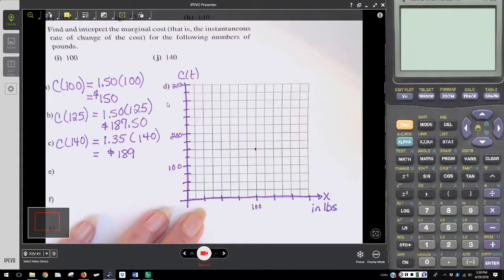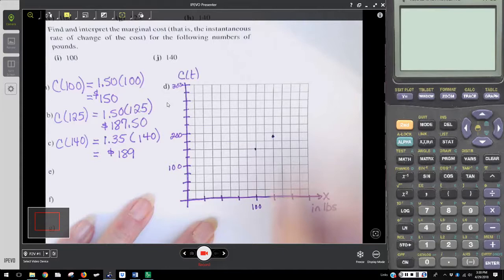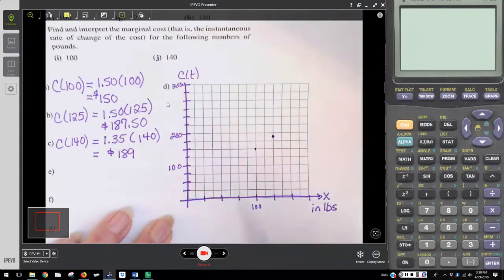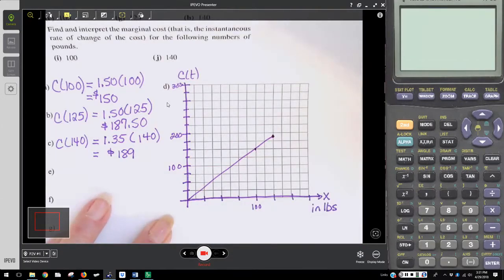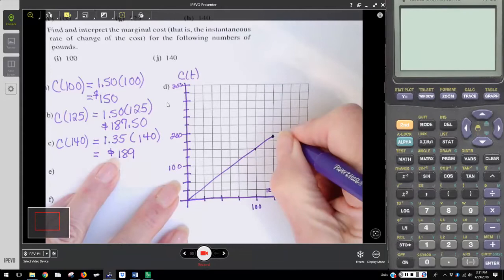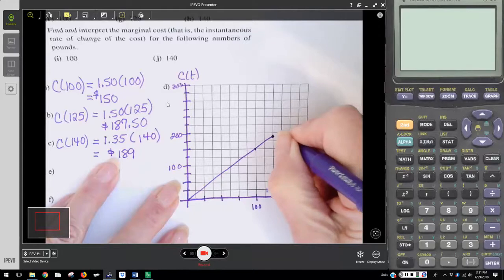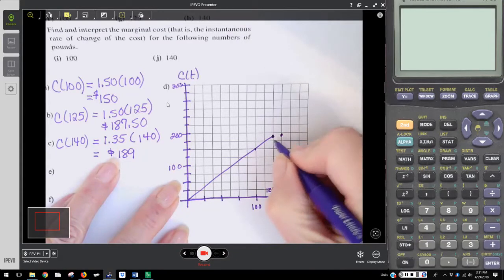And then at 125 pounds, it's at 187.50. So here's 125 pounds. This would be 175. This would be 200. 187.50 would be about right there. So this part of the function looks like that. Now for 140 pounds, if this is 125 and this is 150, 140 should be along here. And the total cost was $189. So really not much different from that. And we could go up from there, but essentially we have a slightly less of a slope here.